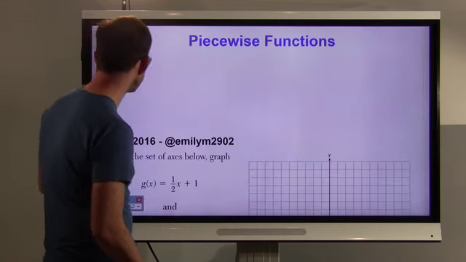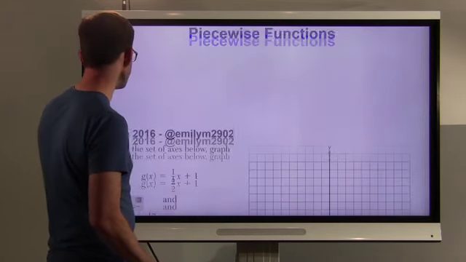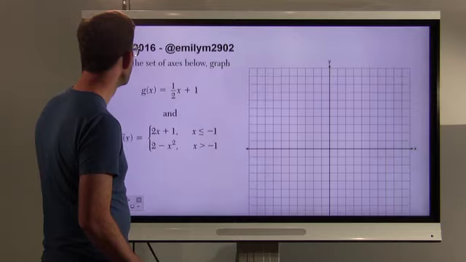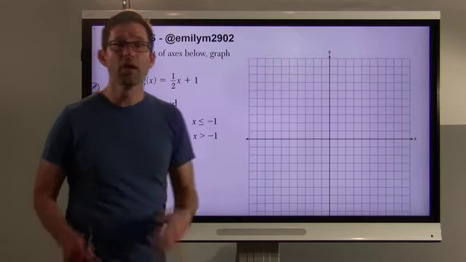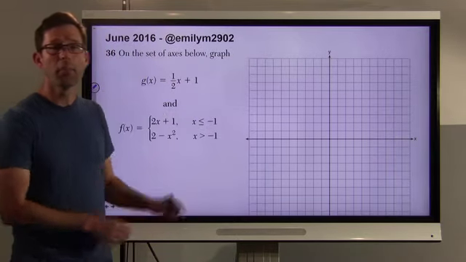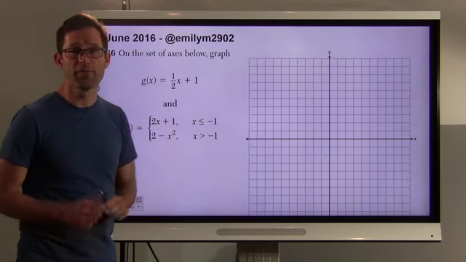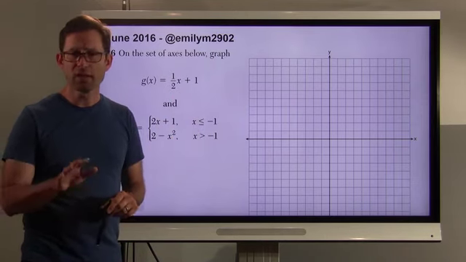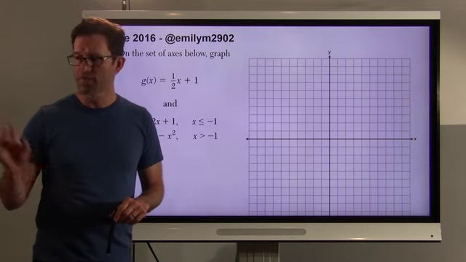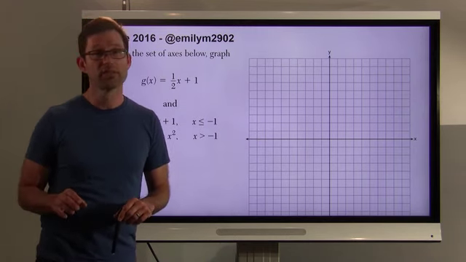Take a look at the last one. Piecewise functions. Piecewise functions are functions that are defined by two formulas for the function. All right, so just a little talk about piecewise functions.